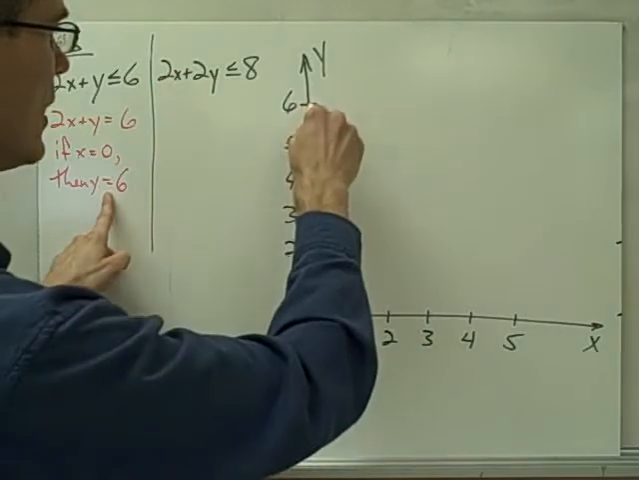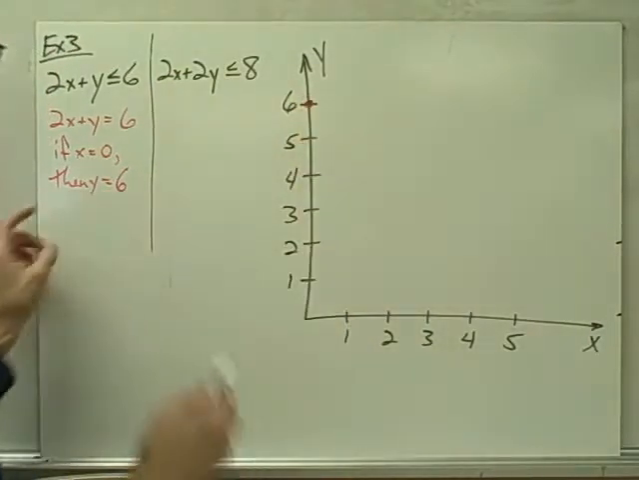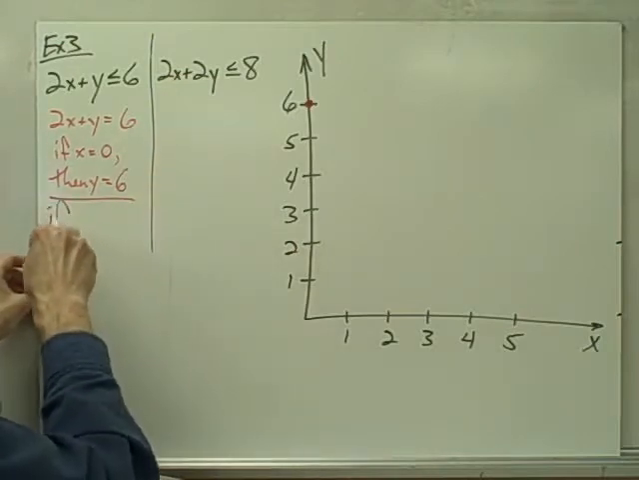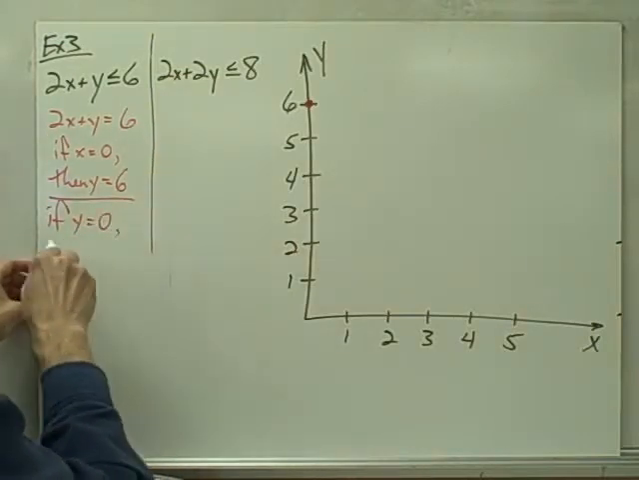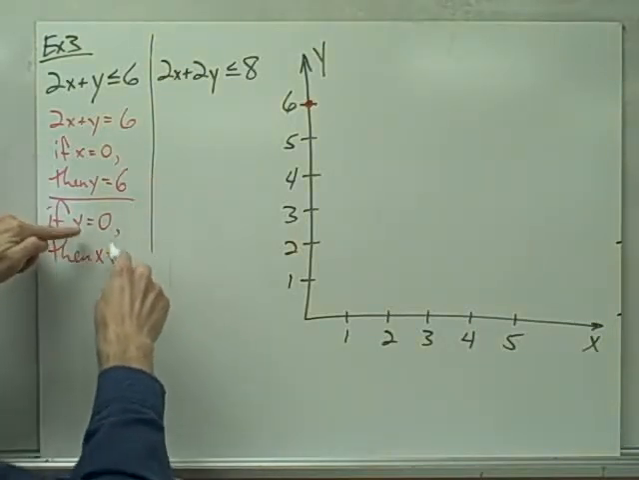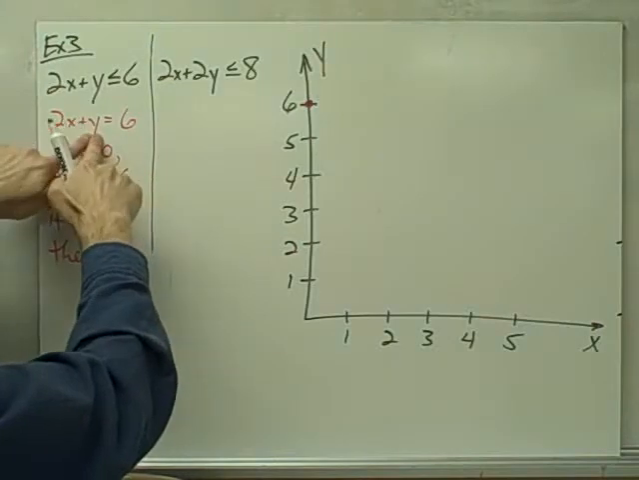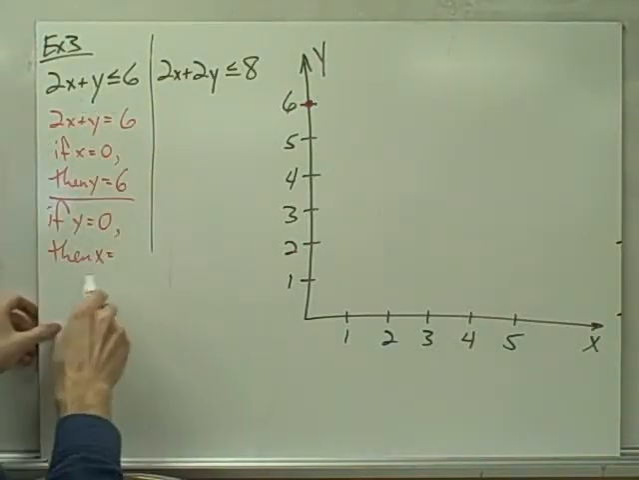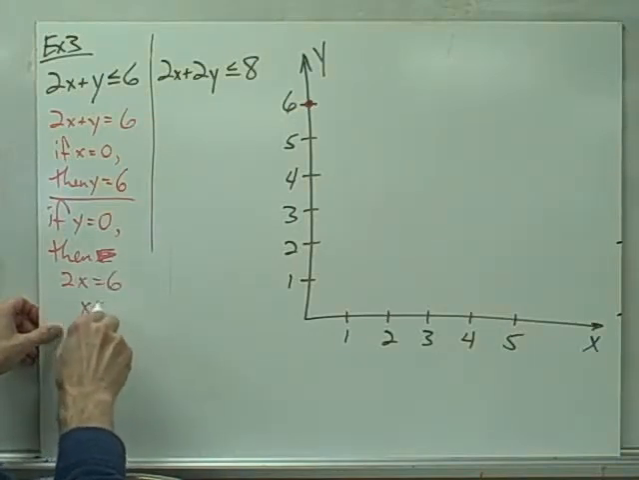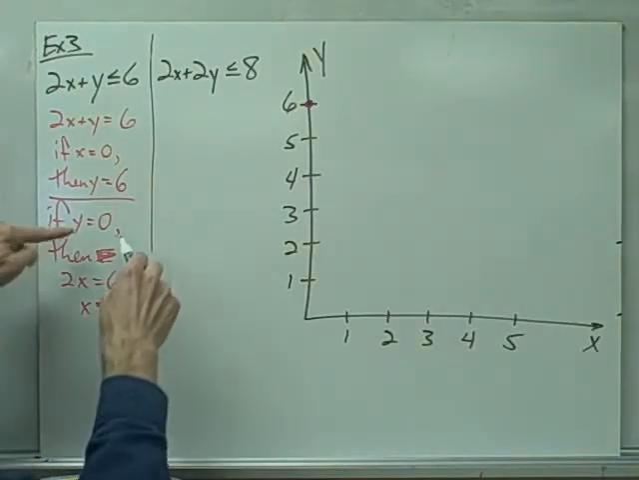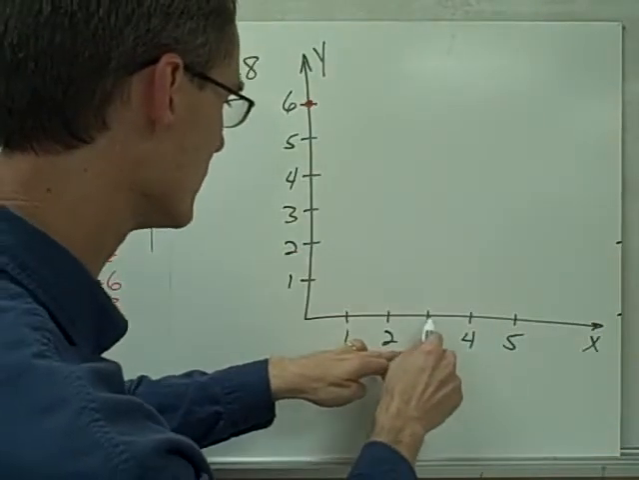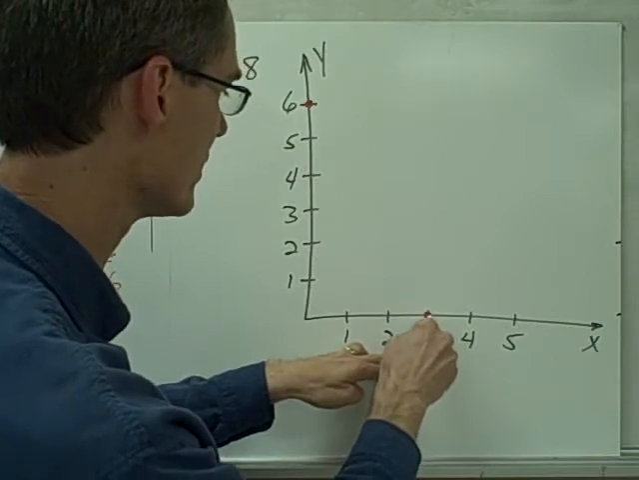X is 0 and y is 6. Well, if I do the same thing to find the x-coordinate, I want to say if y equals 0, then x equals... If I plug y equals 0 in for my y, then I get 2x equals 6, which means x equals 3. So my coordinates for this point would be x equals 3 and y equals 0. So x equals 3 and y equals 0 is this point right here.